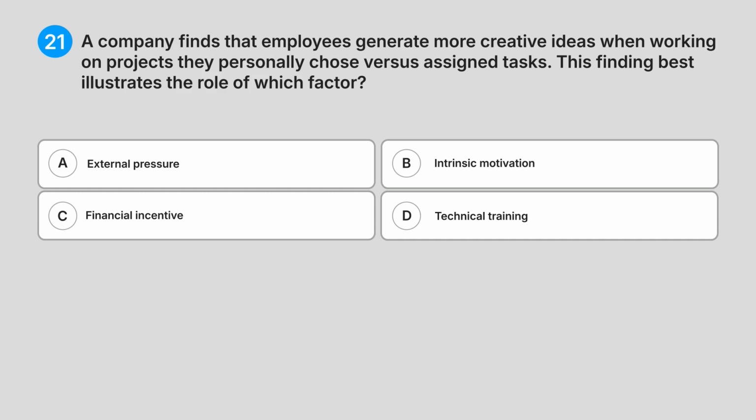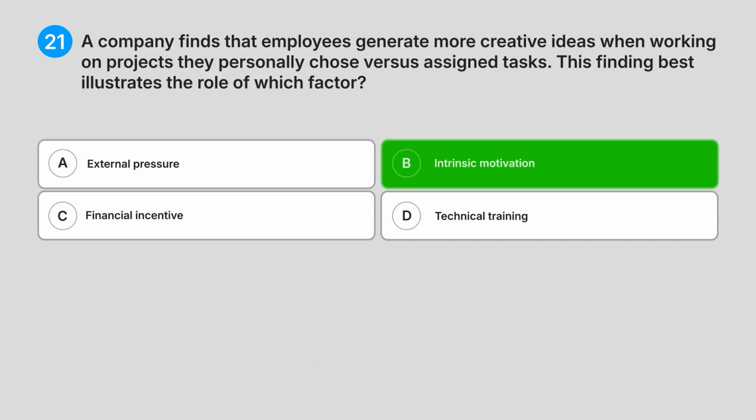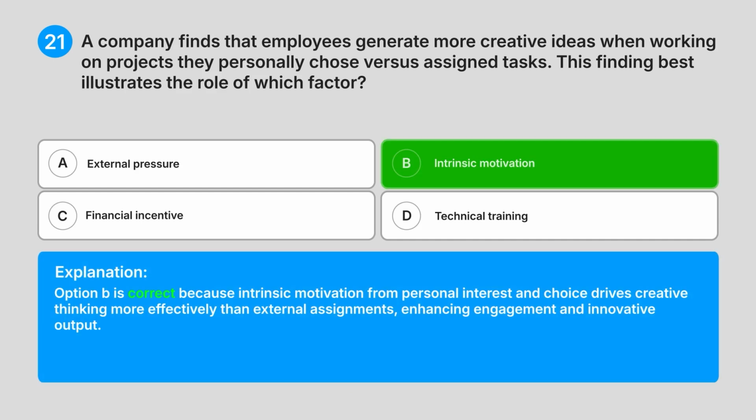Correct answer, B. Intrinsic motivation. Explanation. Option B is correct because intrinsic motivation from personal interest and choice drives creative thinking more effectively than external assignments, enhancing engagement and innovative output.